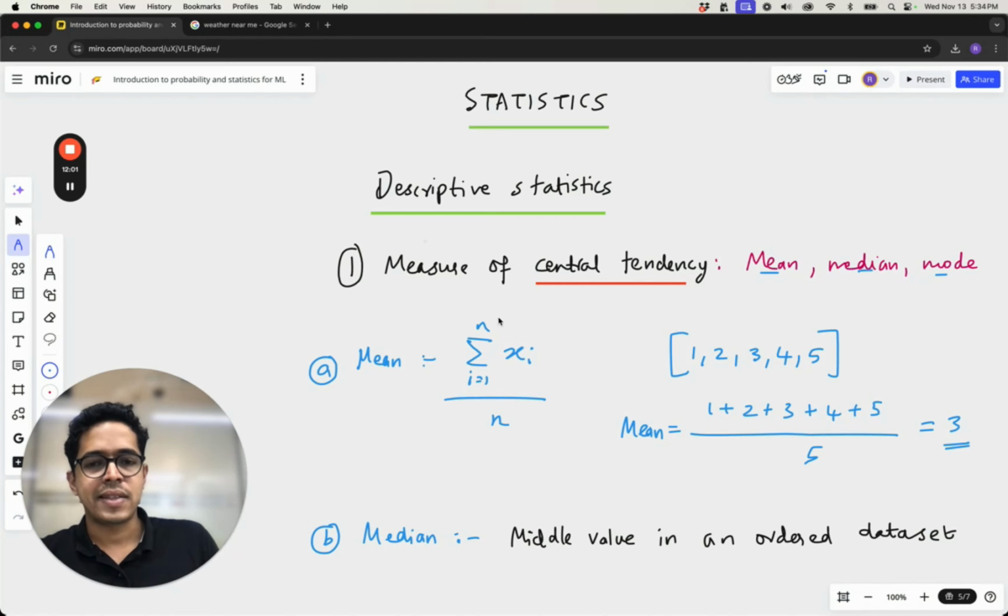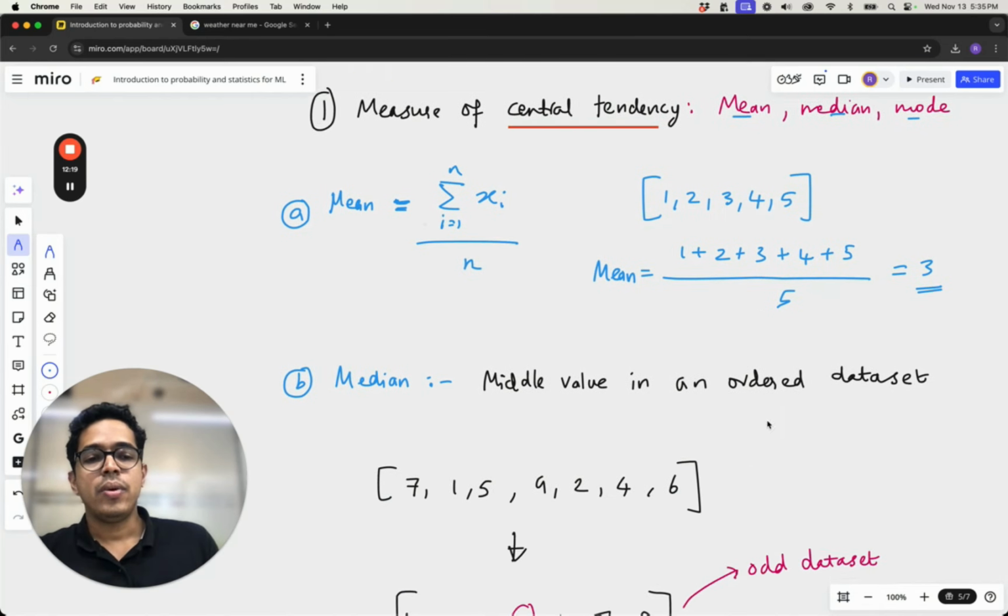So mean obviously is nothing but the summation of all the entries in a particular data set divided by the total size of the data set. So that is mean. So if 1, 2, 3, 4, 5 is the data set, mean is nothing but 1 plus 2 plus 3 plus 4 plus 5 divided by 5. So it is 3. Median is nothing but the middle value in an ordered data set.